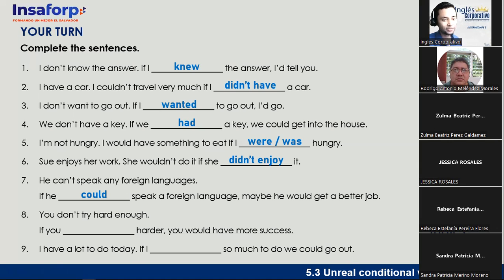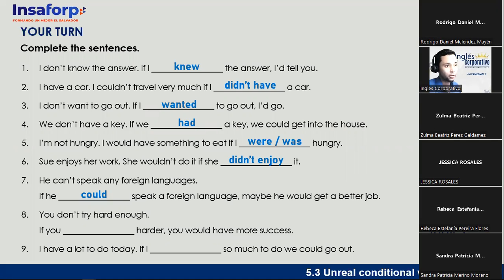¿Ok? That's the thing. Entonces, mucho ojo en esto. El if siempre nos da la señal en este tipo de oraciones que son unreal conditionals. El if es el que nos dice el siguiente verbo que va ahí, va a ir en past simple. ¿Verdad? En past simple. Esa es la cuestión. Ok, so thank you. Number 8.